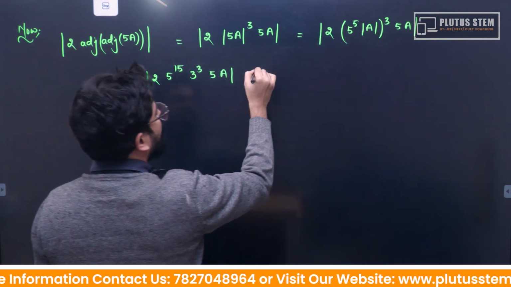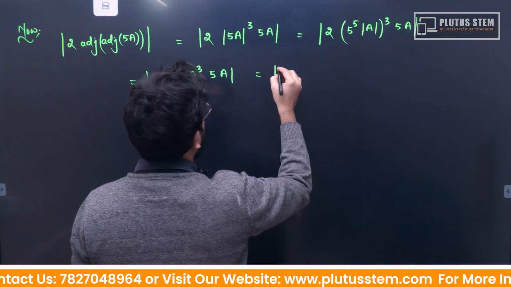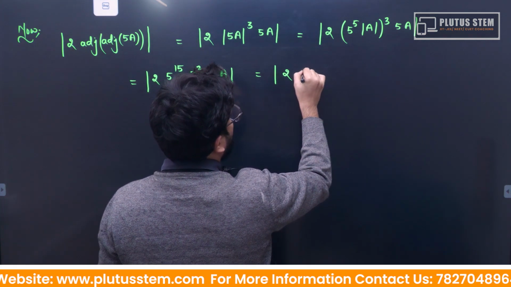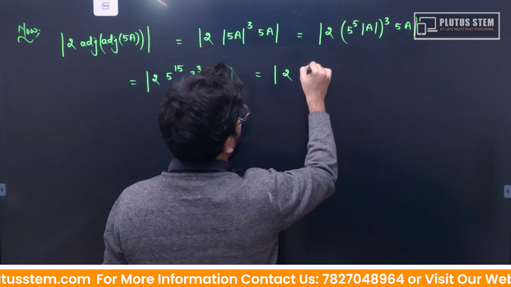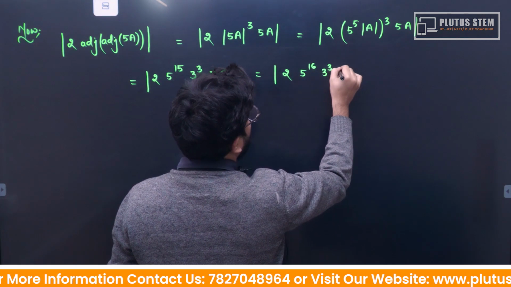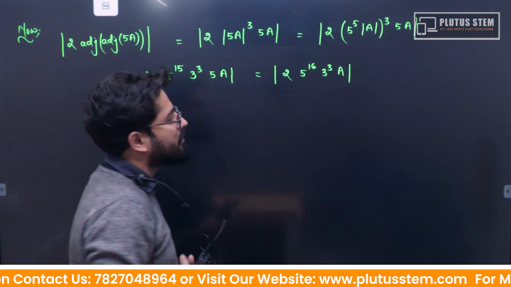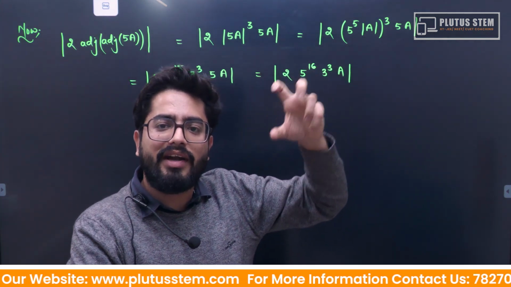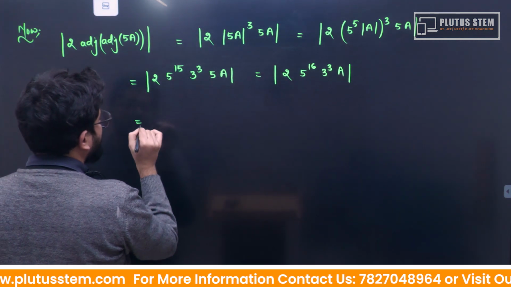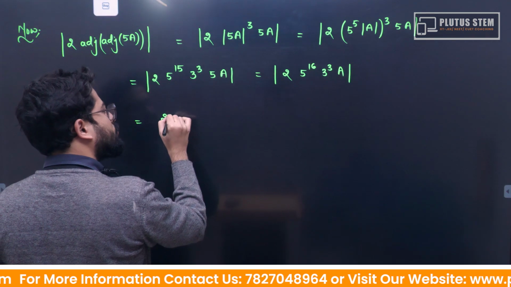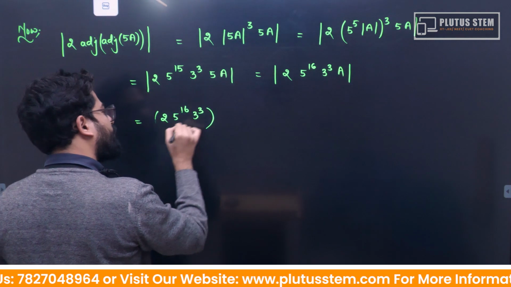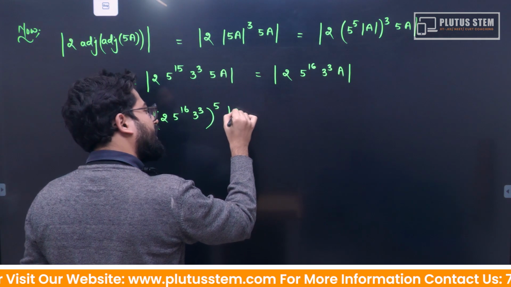So the value will be determinant 2, or you can say 5 power 16 into 3 power 3. Again that is a number k, so determinant k is k power n into determinant A, and the order is 5 here. So you can say 2 into 5 power 16 into 3 power 3, whole power 5, and determinant A.